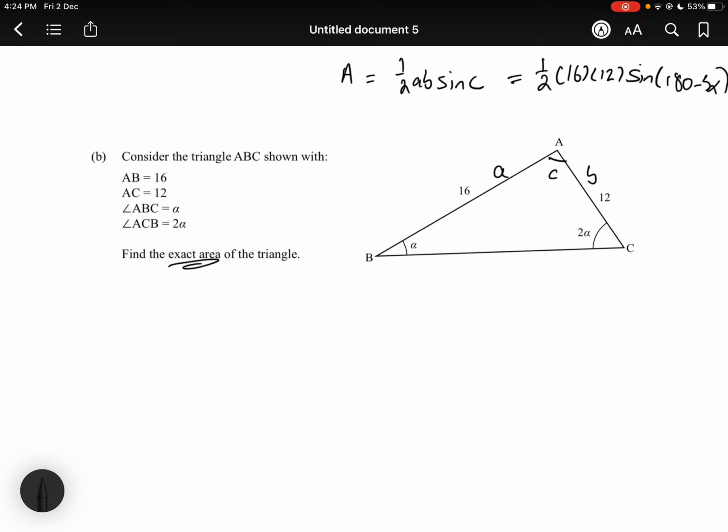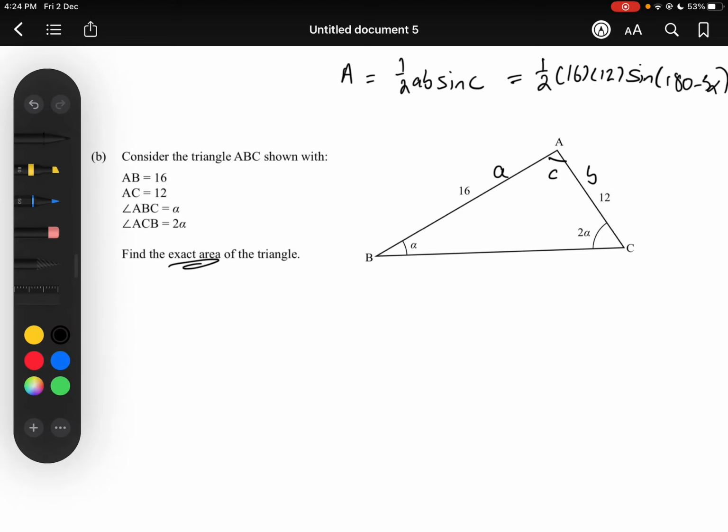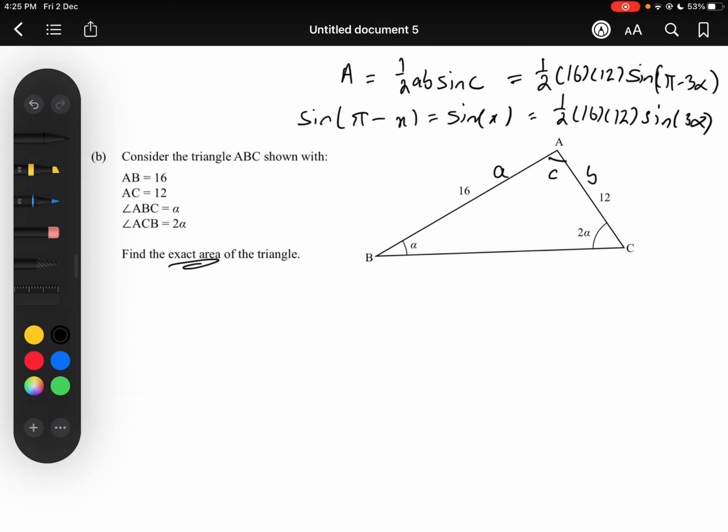And in this case, we can probably use radians instead. It's probably preferable if we're working with the exact form, so we should change that to pi minus 3 alpha. Apologies, change it to pi minus 3 alpha. And one of the identities for sine is that the sine of pi minus x is equal to sine of x. So therefore the area is equal to 1/2 of 16 times 12 times sine 3 alpha. Let's leave that for now, because we need to find an expression for alpha, and we can do that using the remaining angles and lengths we have.